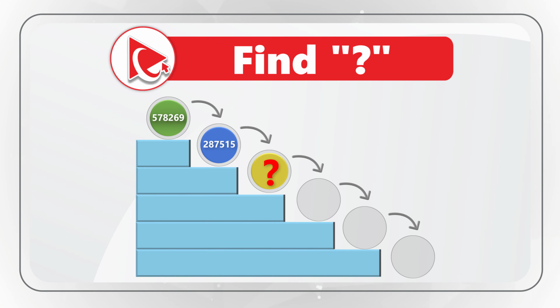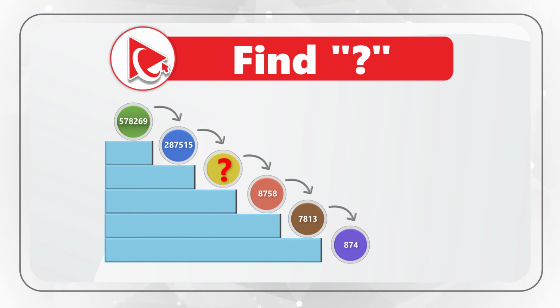As it continues, the numbers we see are 8, 7, 5, 8 in the pink ball. As it rolls, we see the brown ball with the numbers 7, 8, 1, 3. And then as it continues to roll to the last step, it's a purple ball with the numbers 8, 7, 4 inside. We need to calculate the missing number and select out of 4 possible choices.